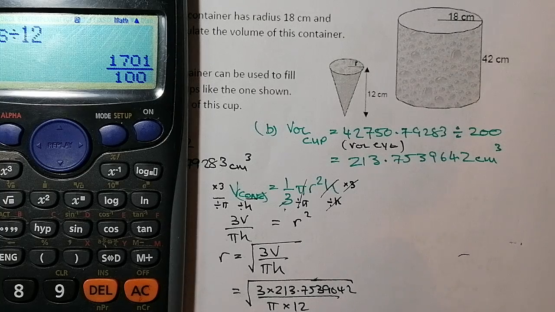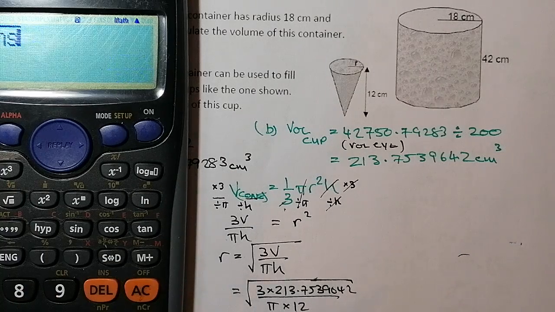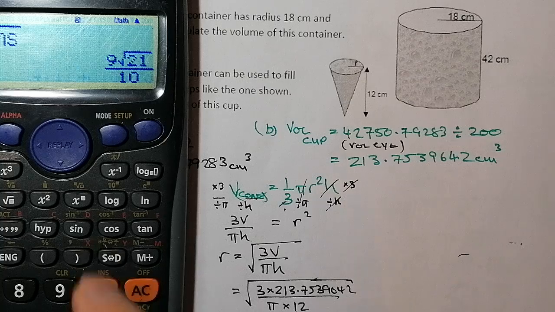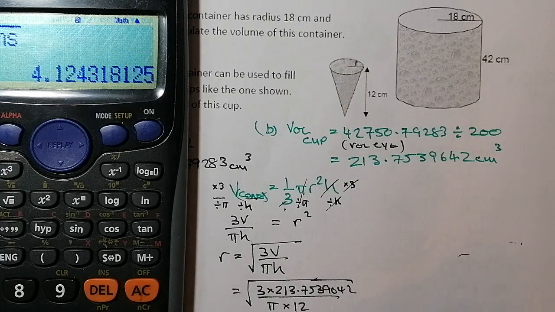Which equals the square root of, let's see, it's going to be 17.01, and all I'll do is just do the square root of that answer there. That should give me that value there. Okay, so what I've got is 4.124318125, and that's going to be in centimetres.